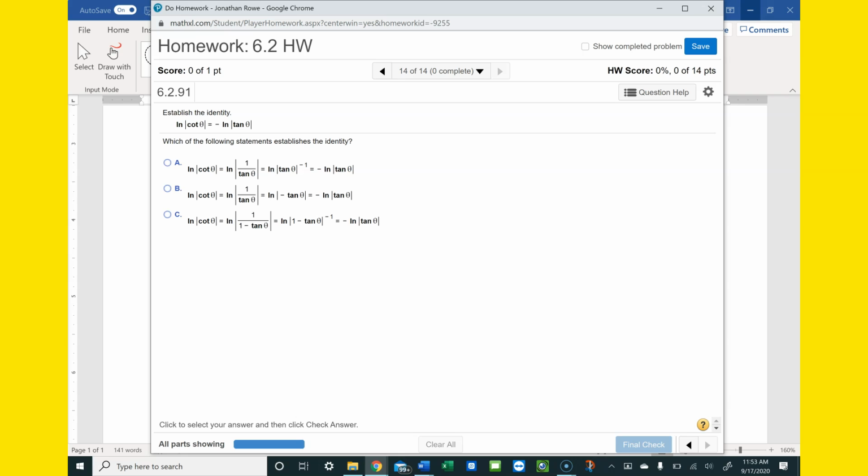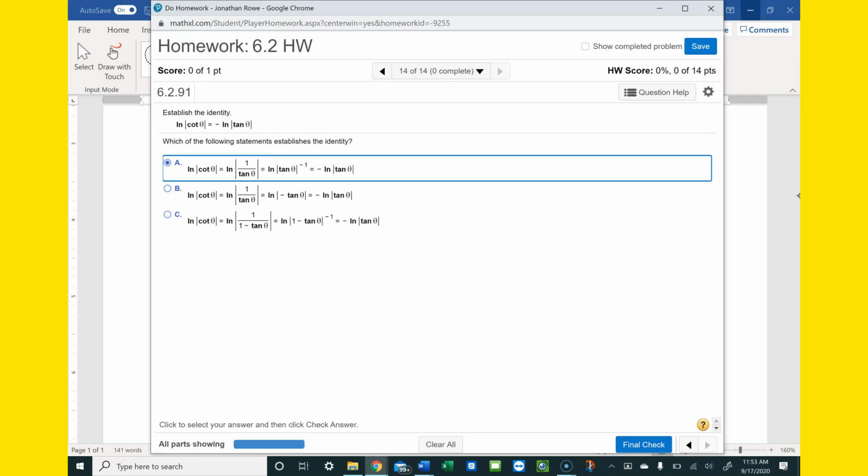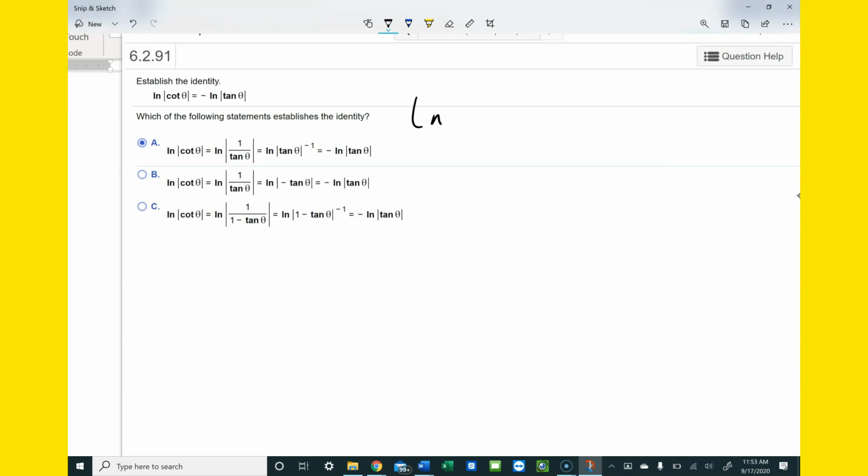Looking at the last one on 6.2, this is number 14. This is a pretty tricky looking one right here. Let me just see what I can do. If I've got cotangent and tangent, I know I can establish those in terms of the other. So let me rewrite this as ln of 1 over tangent, which is the same thing as ln of tan to the negative 1.